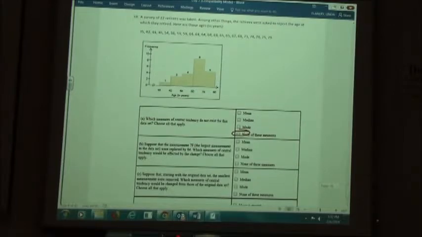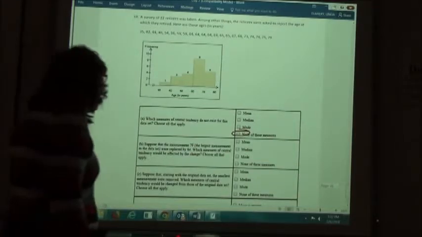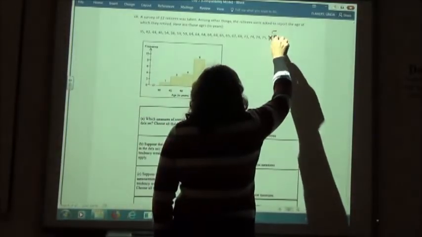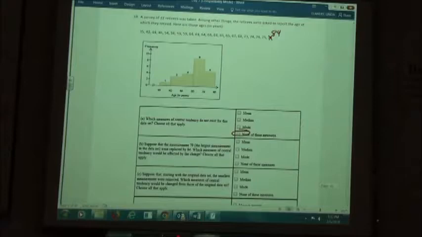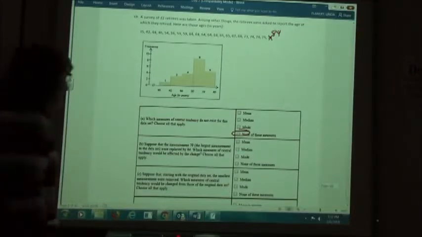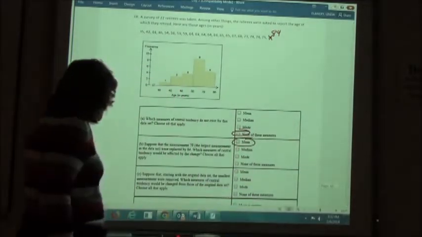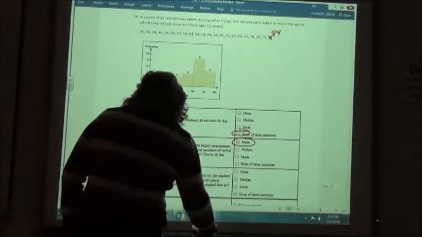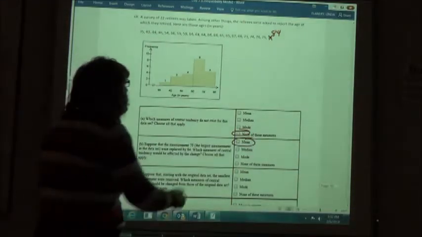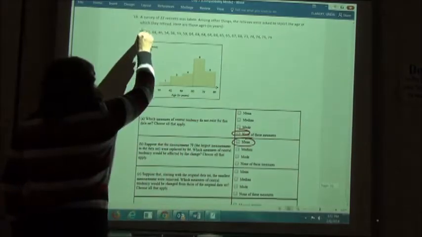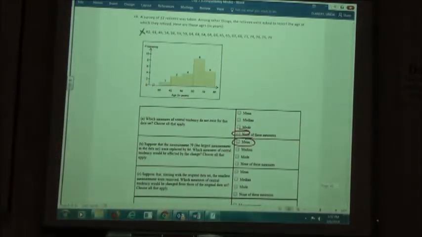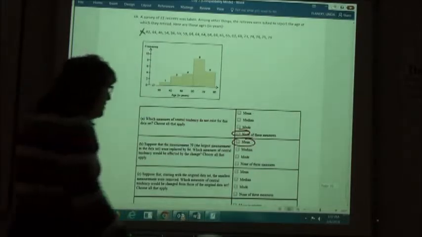Suppose that the measurement 79, which is the largest one, was replaced by 84. Which measures of central tendency would be affected by the change? The mean. Suppose that starting with the original data set, the smallest measurement were removed. I got rid of it altogether instead of changing it. Which measures of central tendency are going to be affected? The mean.